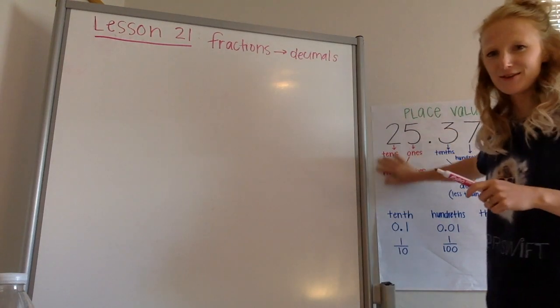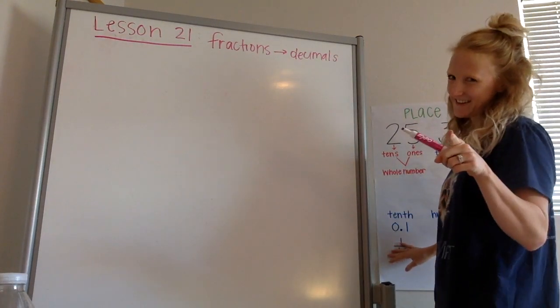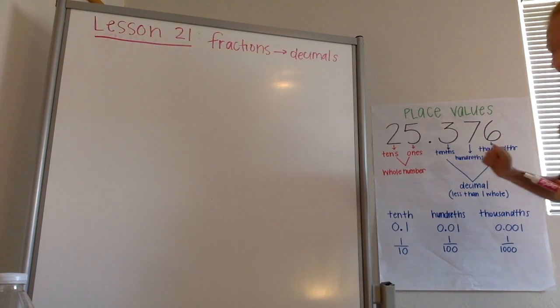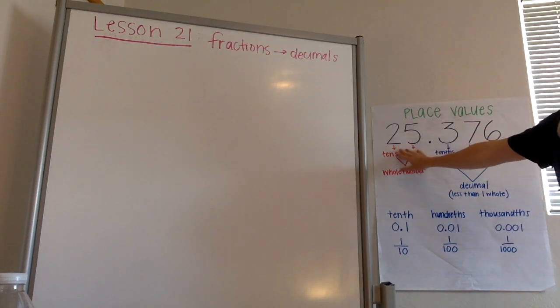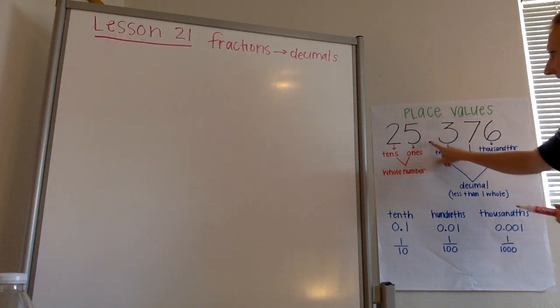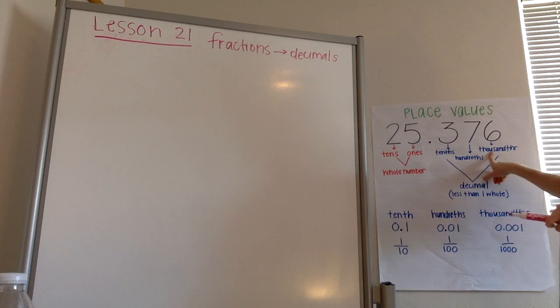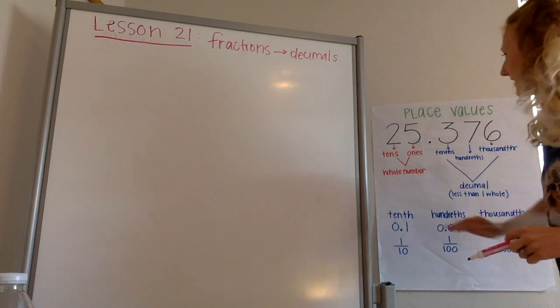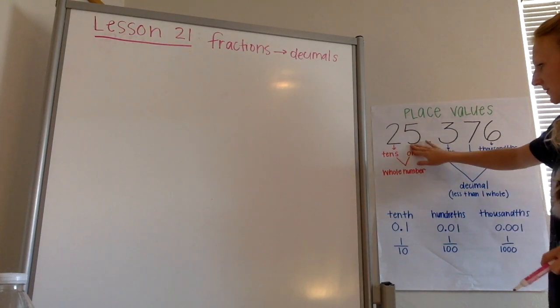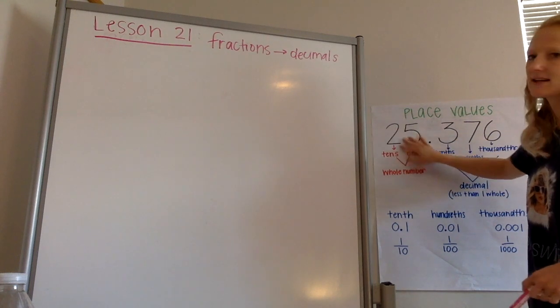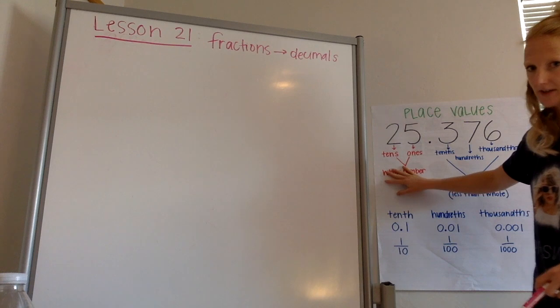Check out my beautiful poster I made for you. You're welcome. This is a place values poster, so this should be a review. This number says 25 and 376 thousandths, which that's a review. This is the tens place, the ones place, and together that makes a whole number. So everything on this side of the decimal is always going to be a whole number.